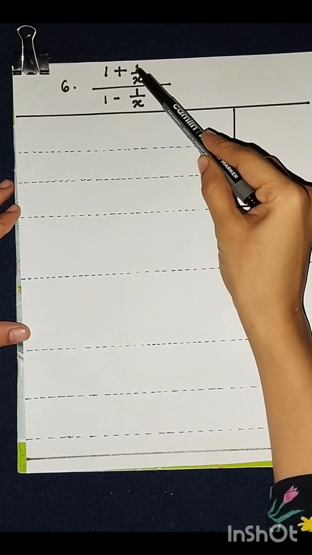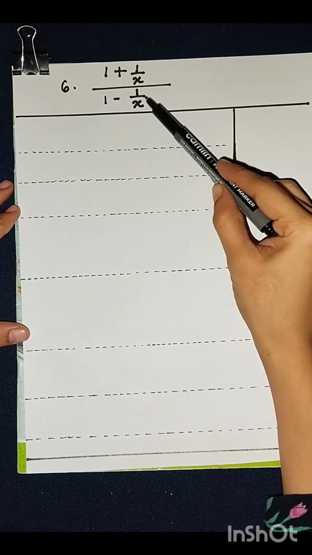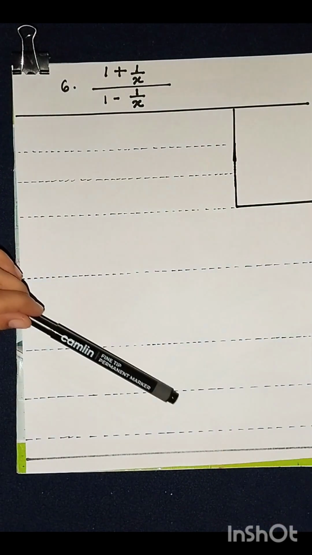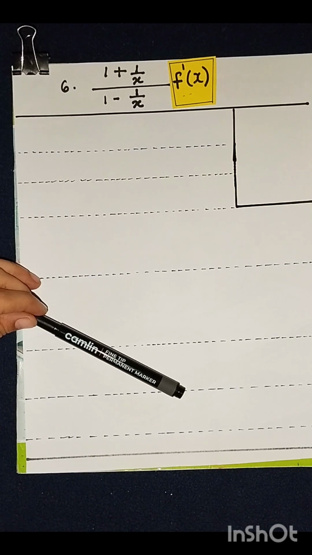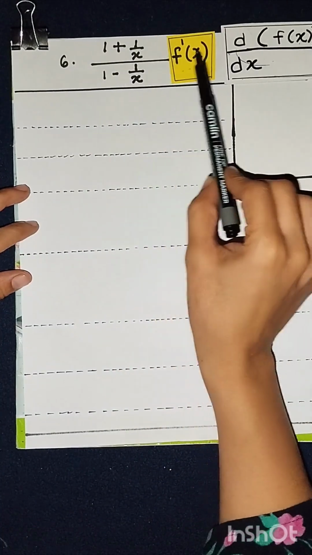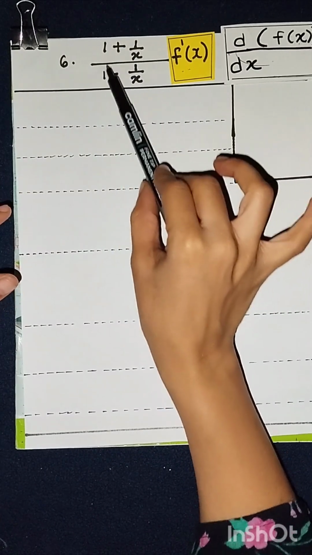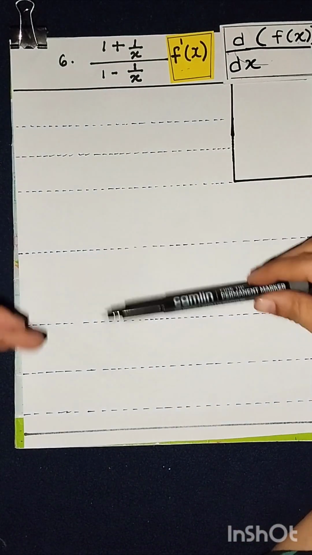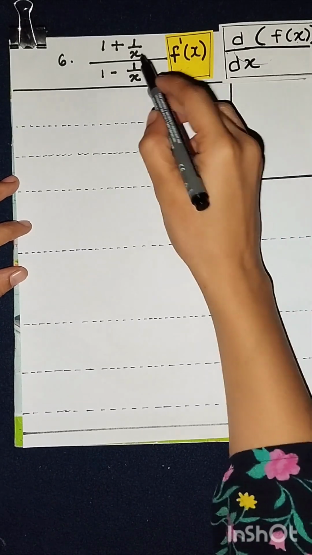Question 6. (1 plus 1 by x) divided by (1 minus 1 by x). So we have to find the derivative of this function, that is, we have to find f dash of x. We have to find d by dx of f of x. Now to find f dash of x for this function, we'll make some changes here, like we will take LCM so that it will be easy to find the derivative. So we will simplify this by taking LCM.